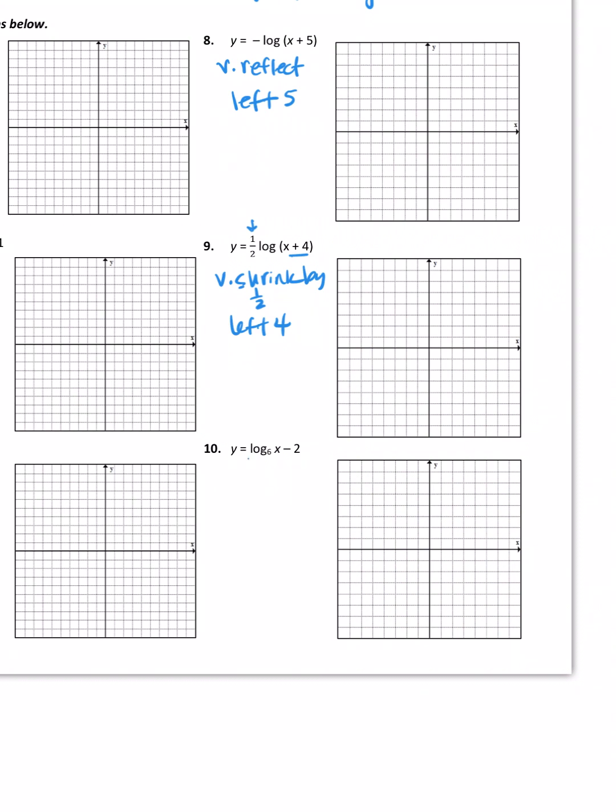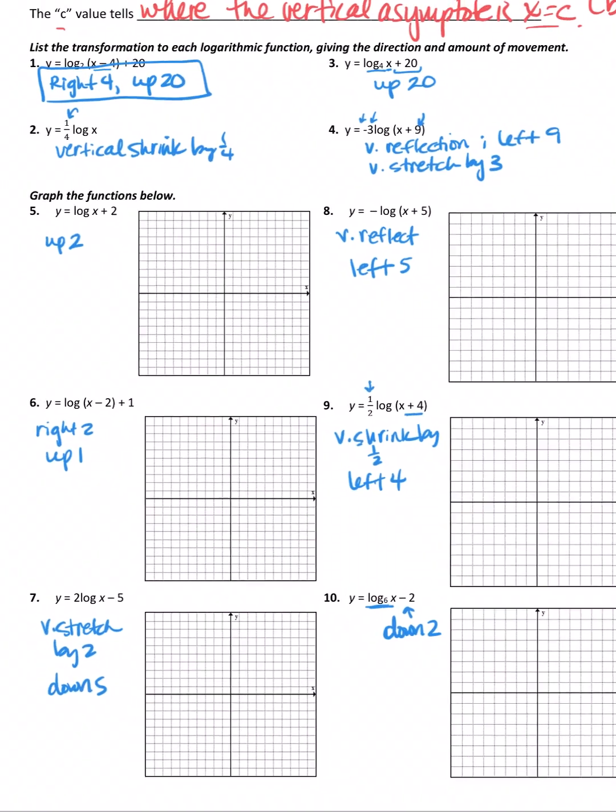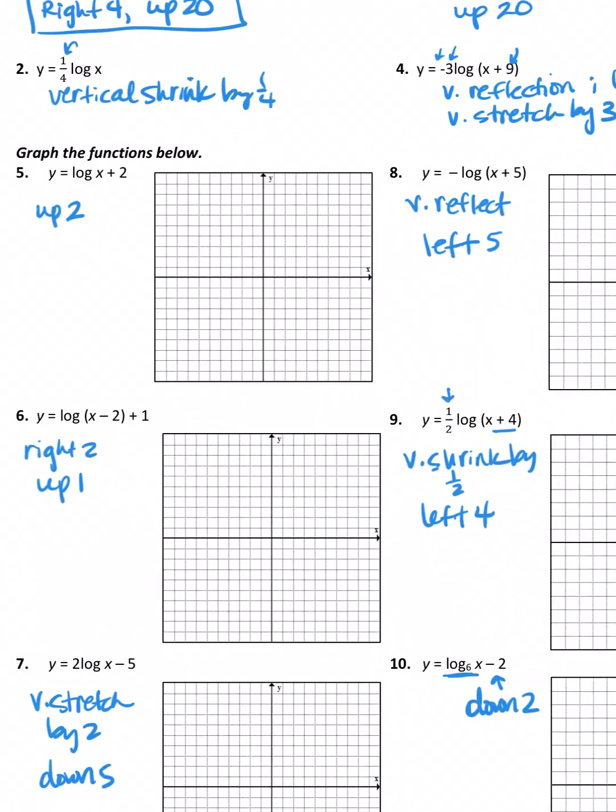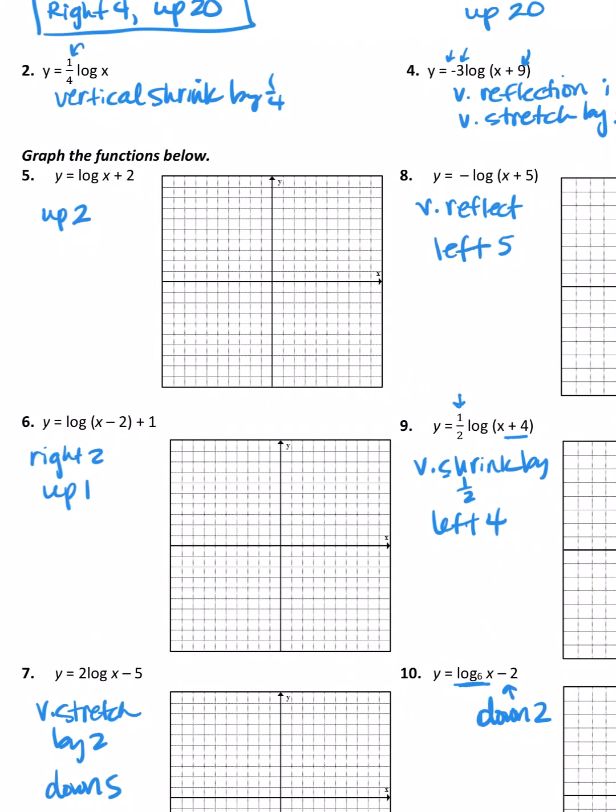Number 10, don't let the log base 6 mess with you. That's just the parent function. So what we're focused on is this minus 2, and that just means it's moving down 2 units. All right, now let's go back to number 5 and graph this, okay? Now you're going to want to have a straight edge because you have to put in asymptotes on all these graphs. So let's look at this.